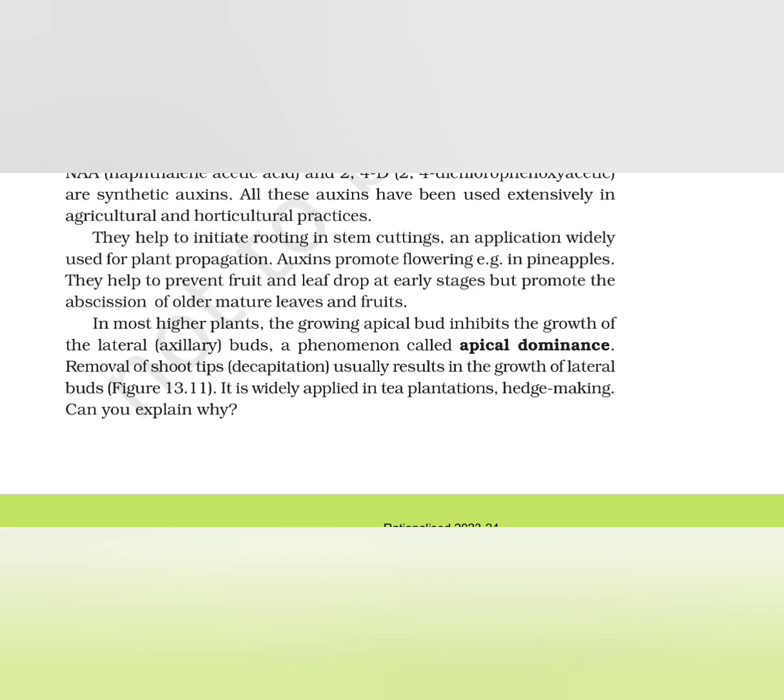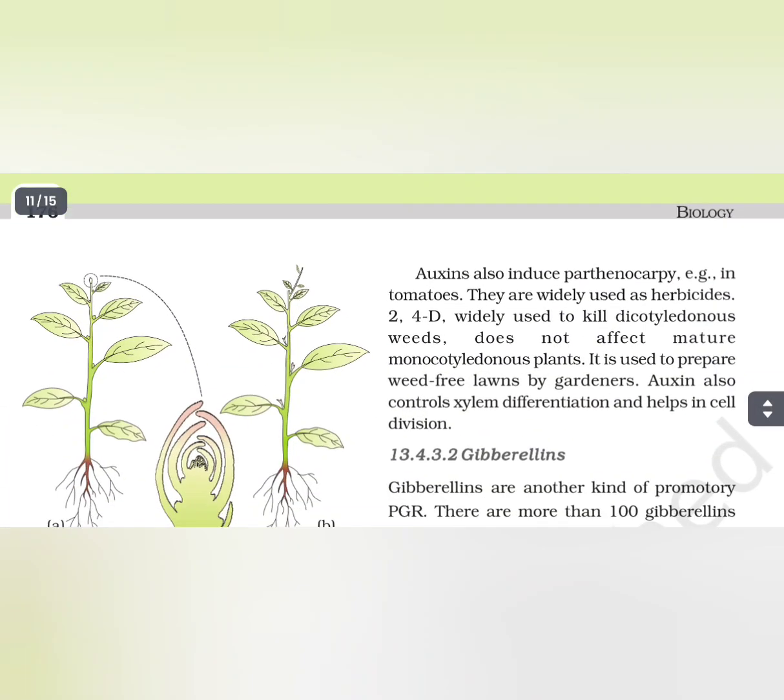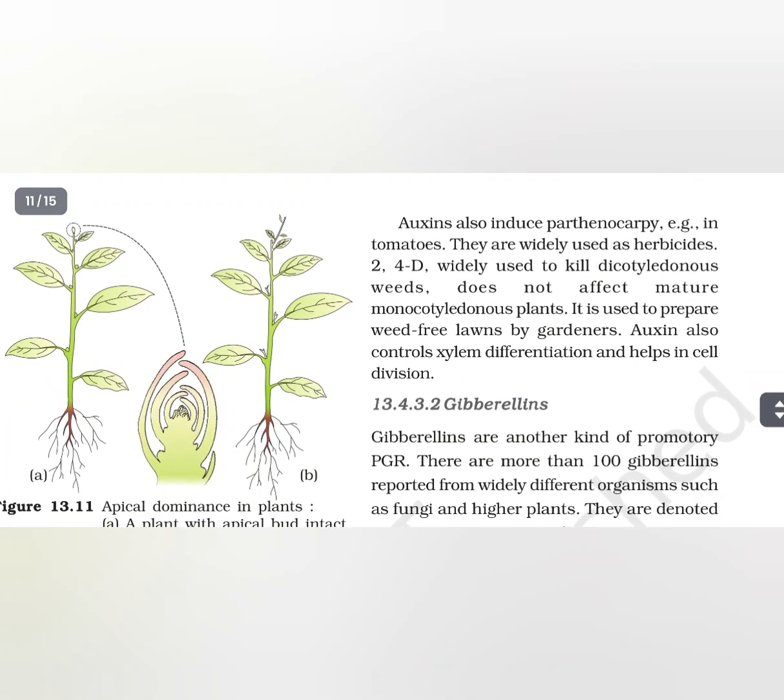In most higher plants, the growing apical bud inhibits the growth of the lateral or the axillary buds, a phenomenon called apical dominance. Removal of shoot tips, decapitation, usually results in the growth of lateral buds. It is widely applied in tea plantations and hedge making. Can you explain why? Auxins also induce parthenocarpy, for example in tomatoes. They are widely used as herbicides. 2,4-D, widely used to kill dicotyledonous weeds, does not affect mature monocotyledonous plants. It is used to prepare weed-free lawns by gardeners.